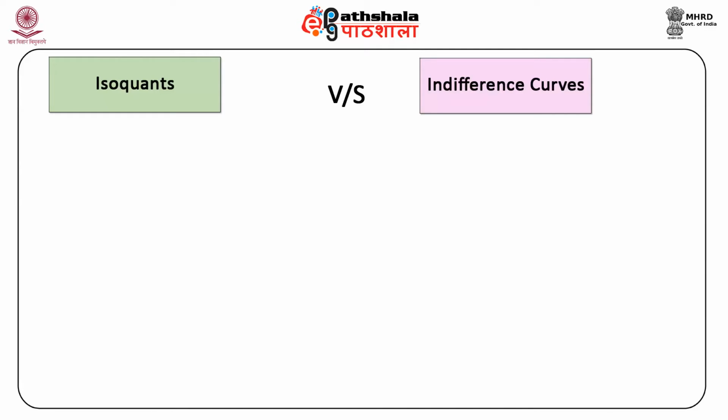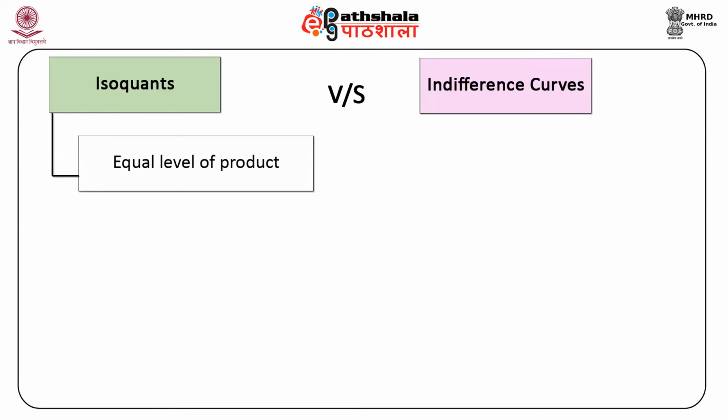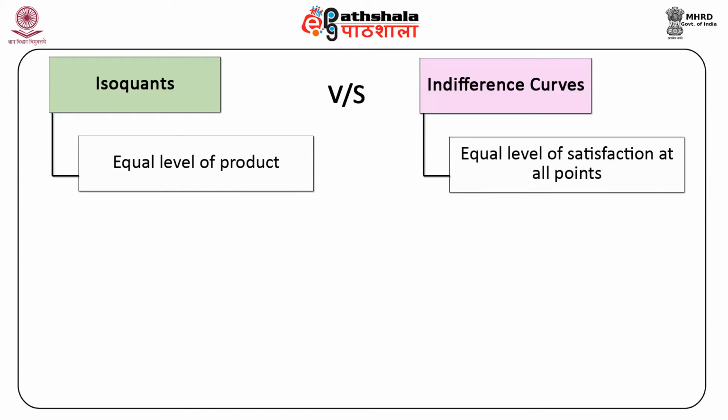In it, two factors, that is capital and labor, replace two commodities of consumption. An isoquant shows equal level of product while an indifference curve shows equal level of satisfaction at all points. The properties of isoquants, as we shall study, are exactly similar to those of the indifference curves. However, there are certain differences between isoquants and indifference curves.